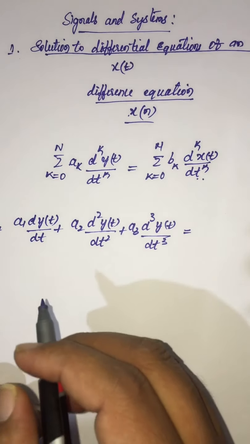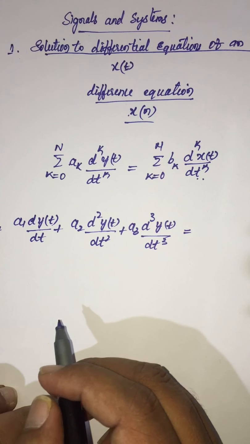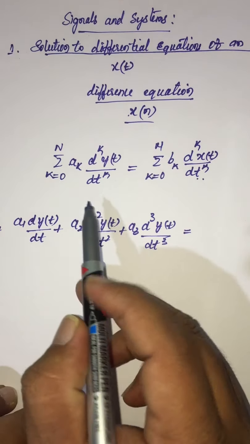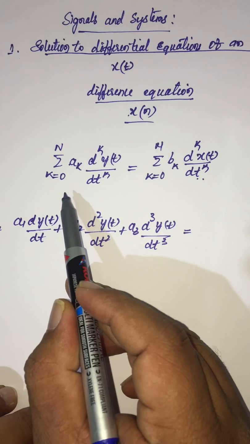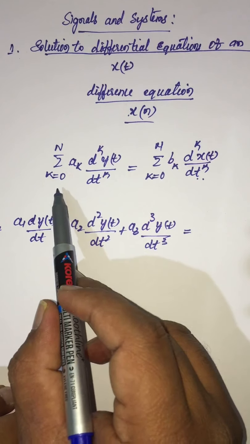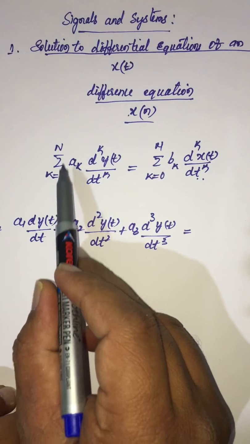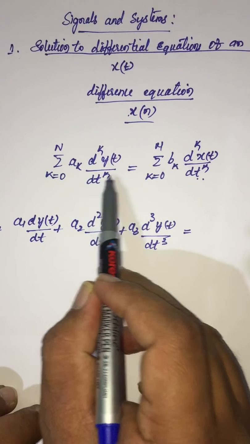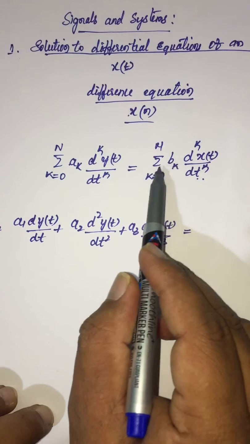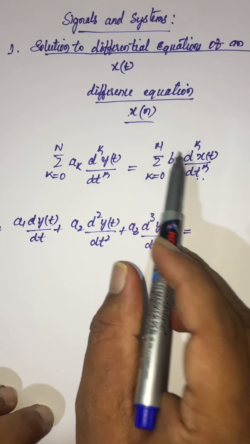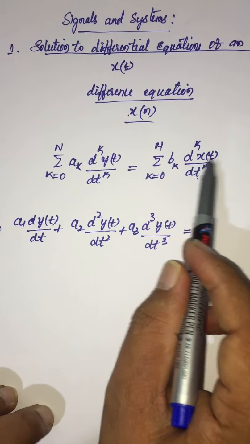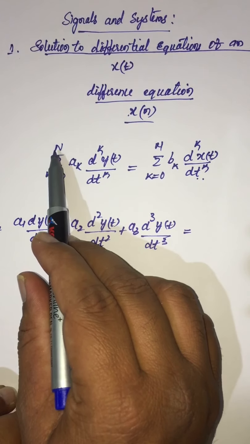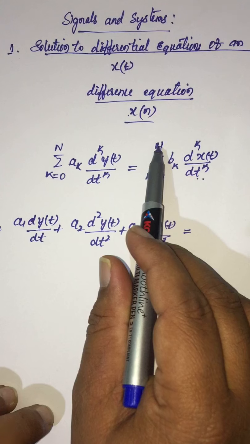The topic which we are going to discuss is solution to differential equations of an LTI system, where the generalized expression for a differential equation will be like this: summation k varies from 0 to n, a suffix k d to the power of k y of t divided by dt to the power of k, is equal to summation k varies from 0 to m, b suffix k d to the power of k x of t divided by dt to the power of k, where k varies from 0 to n over here and 0 to m over there.